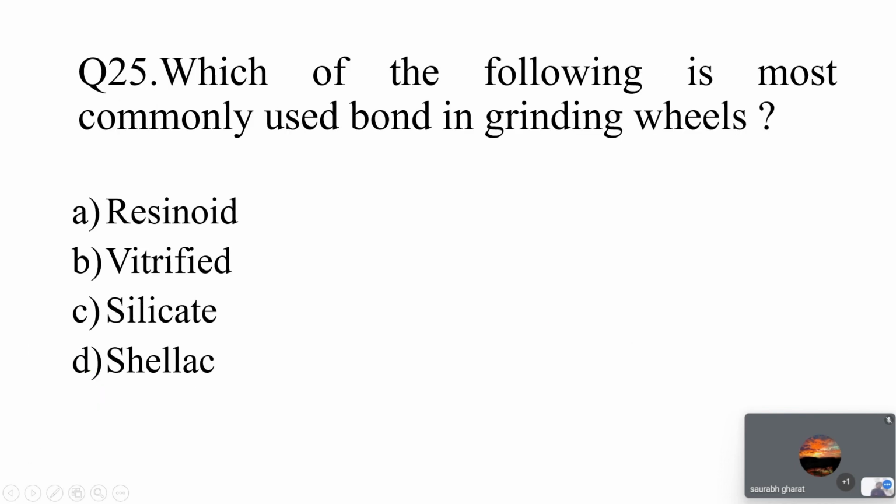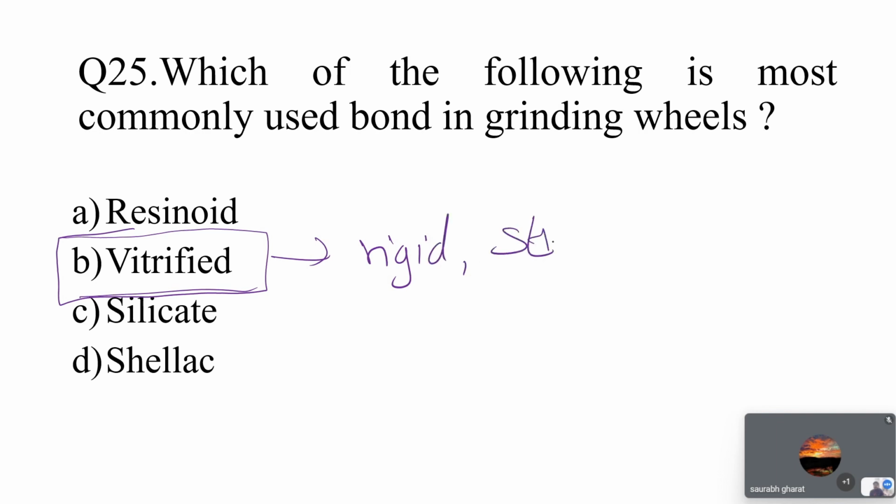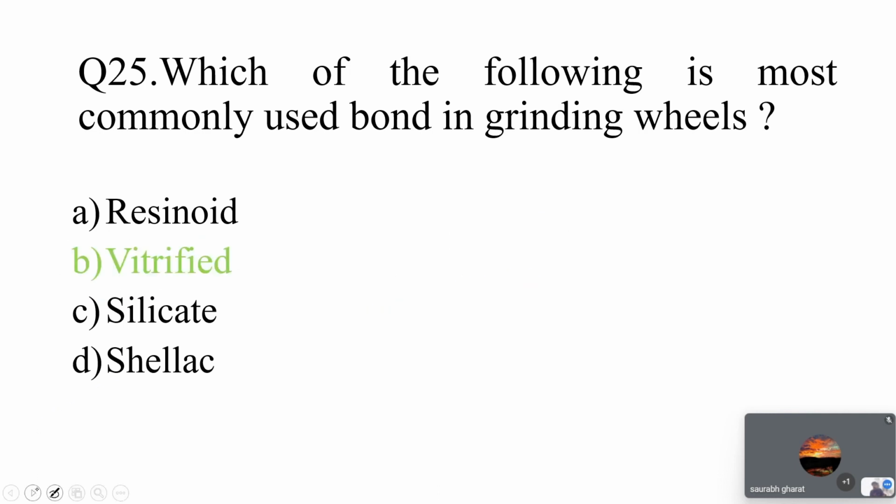Which of the following is most commonly used in wheels? Most commonly it is vitrified, because we have rigidity and strength also. So it is strong enough and rigid enough. That's why we go with vitrified bond. Okay, so vitrified bond is the answer.